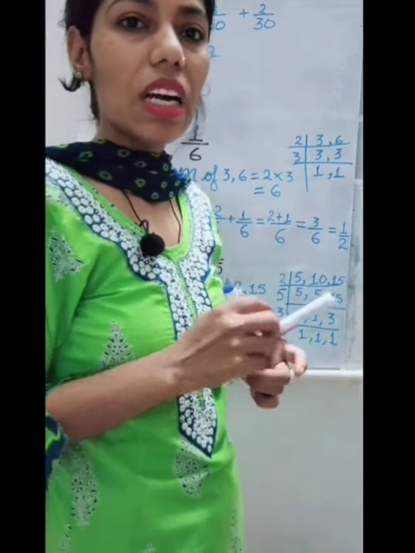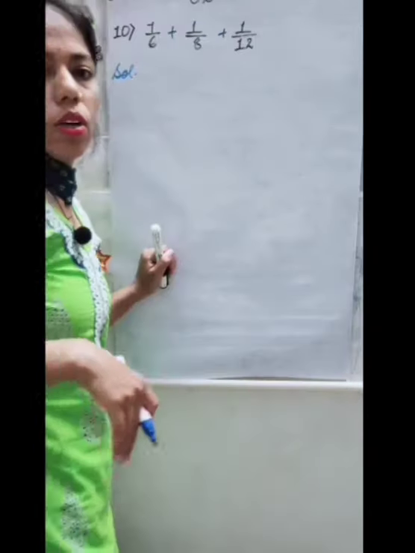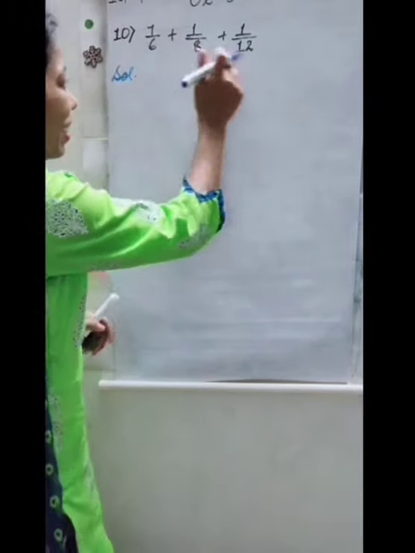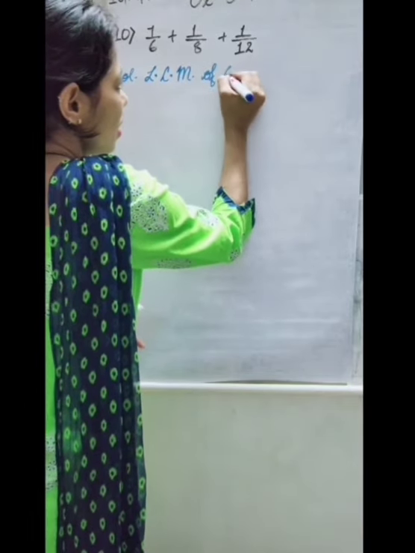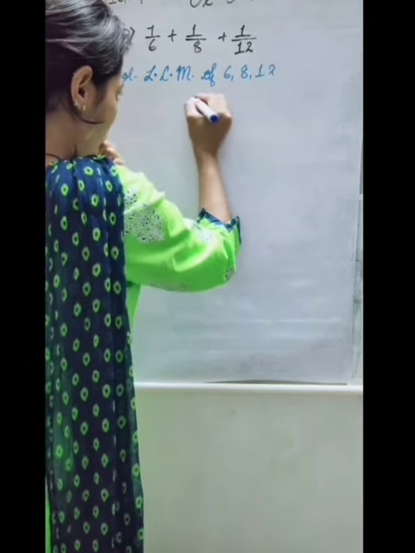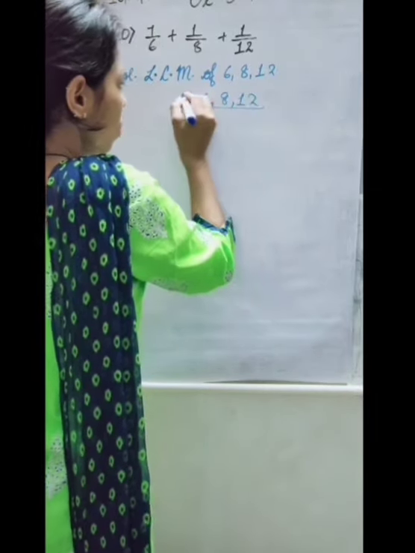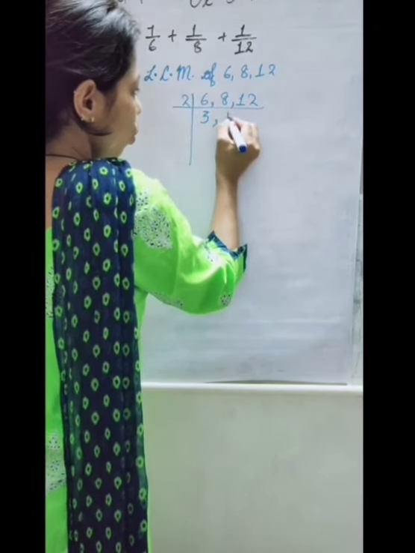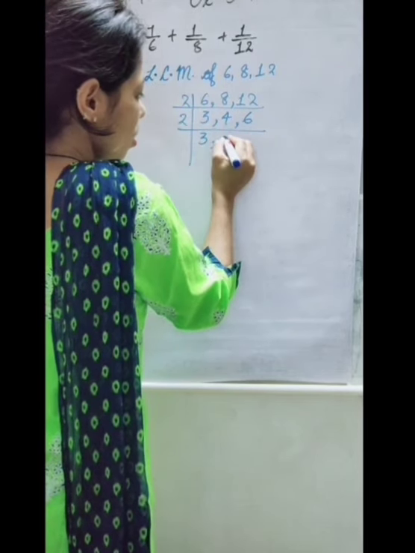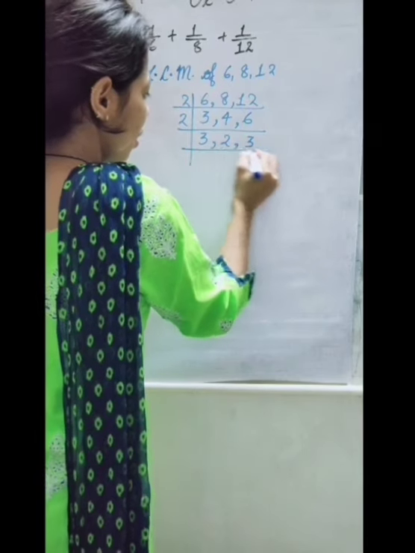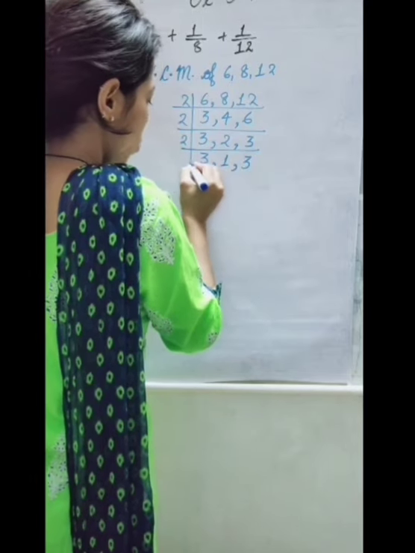Now we will do part 10, that is 1 by 6 plus 1 by 8 plus 1 by 12. In this also first we will find out the LCM of 6, 8 and 12. So LCM of 6, 8 and 12. By 2, 2 3s are 6, 2 4s are 8, 2 6s are 12. 2, 3 will come down as it is, 2 2s are 4. 2 3s are 6. Again 2 is here. So by 2, 3 will come down as it is. 2 1s are 2 and this 3 will also come down as it is.